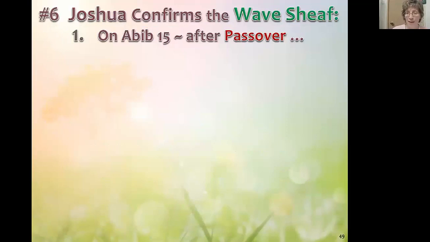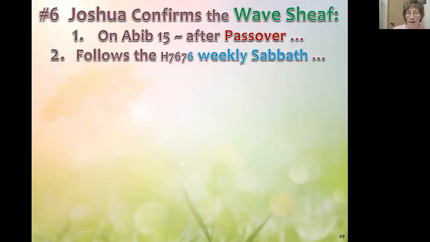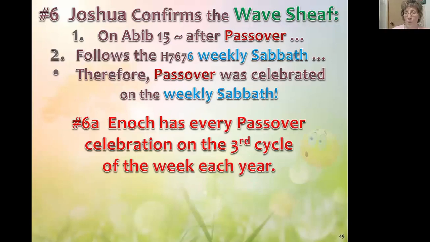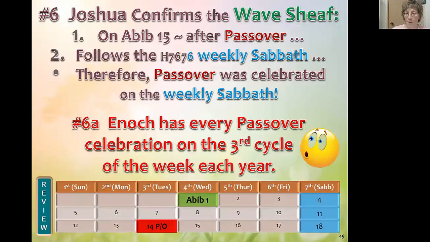Joshua is confirming that the wave sheaf is on Abib 15. It's after Passover. It's following that weekly Shabbat. Therefore, the Passover had to be celebrated on the weekly Sabbath. And we're back to Enoch. He has every single Passover celebration on the 3rd cycle of the week every single year, at least the most popular Enoch. It happens to be on a Tuesday, and that was the calendar year for Moses. When they came out of Egypt, their Passover was on a 3rd cycle, but that's what Enoch has every single year, not lining up with Joshua at all.